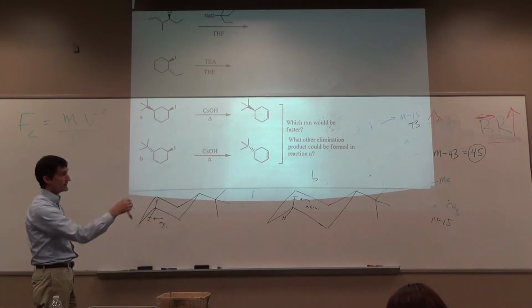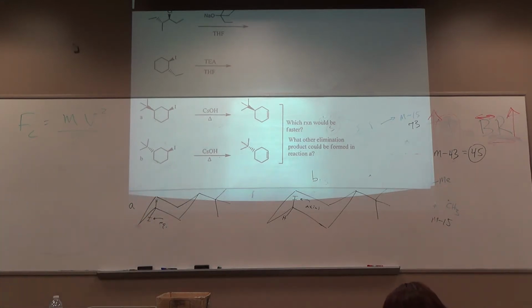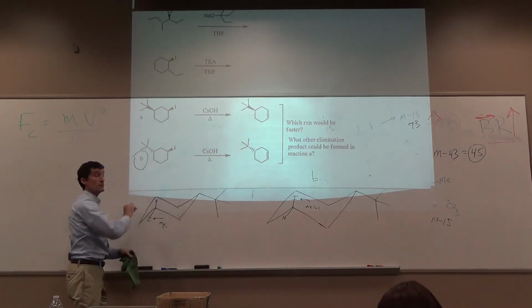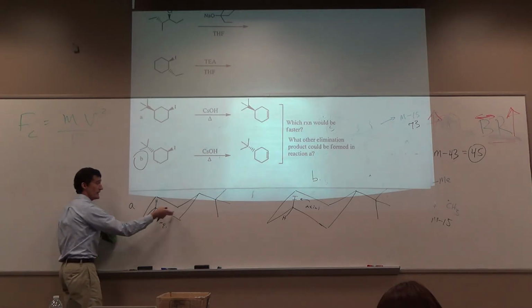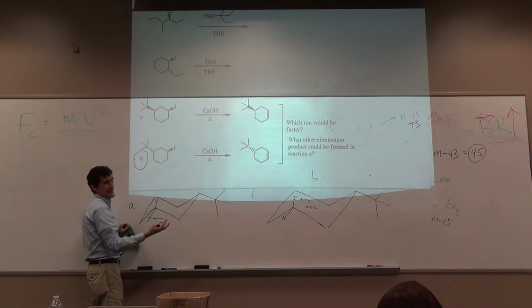Which one's more likely to exist in the needed conformation? B. B will thus eliminate faster because it's more often in the right conformation. Does that make sense? You got to get this to undergo a ring flip before it can eliminate. It's going to be hesitant to do that.